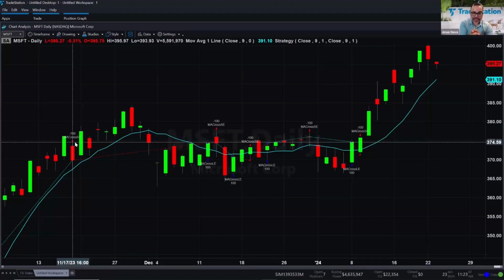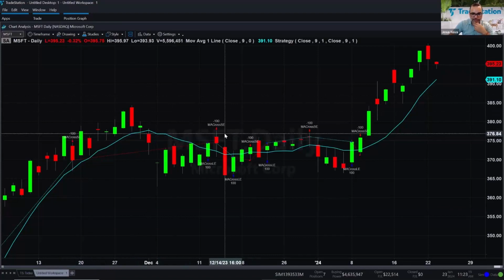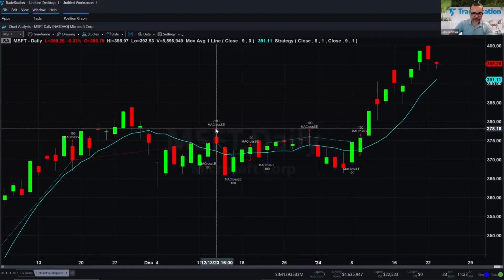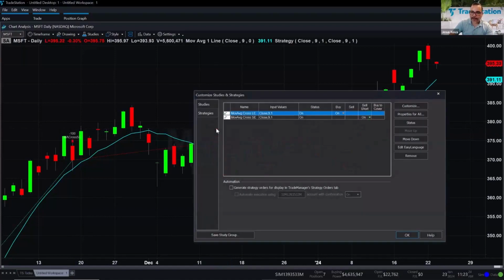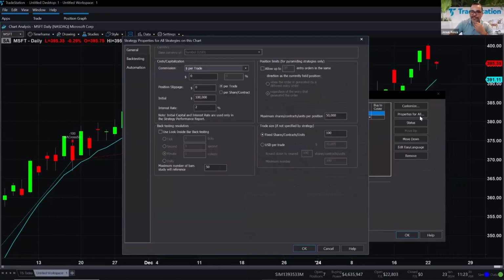Let me go ahead and provide the strategy more data. To recap, we know that the strategy only sees 4 prices. It sees the open, the high, the low, and the close. But now we're going to tell it, use more data. So I'm going to come over here to the strategy. Let me go ahead and double click on any one of these arrows. And I'm going to go to properties for all here on the right-hand side. Notice that it's different than clicking customize. You click customize to access the Intrabar Order Generation. You go to properties for all to access what's called the backtesting resolution.